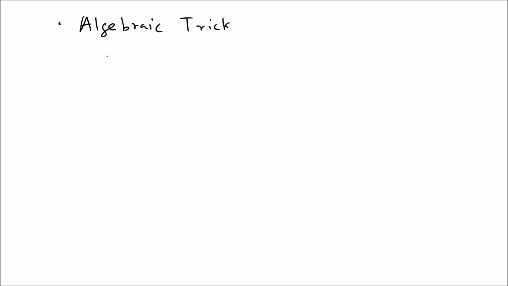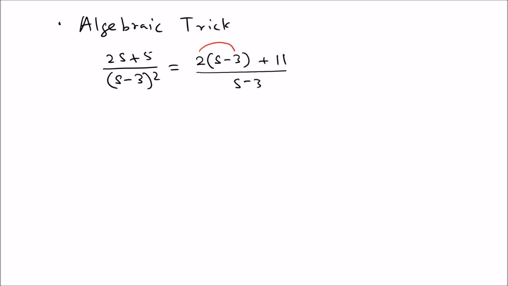So we can start with 2s plus 5 over s minus 3 squared. What we're trying to do is create a term from the bottom, because it's s minus 3 squared. So we see whether we can create an s minus 3 term on the top. So we write 2 times s minus 3, but if you multiply the constant you get negative 6, but what you actually need is 5. So that means you have to add 11 to get 5. So that's what we do, and then s minus 3 squared.